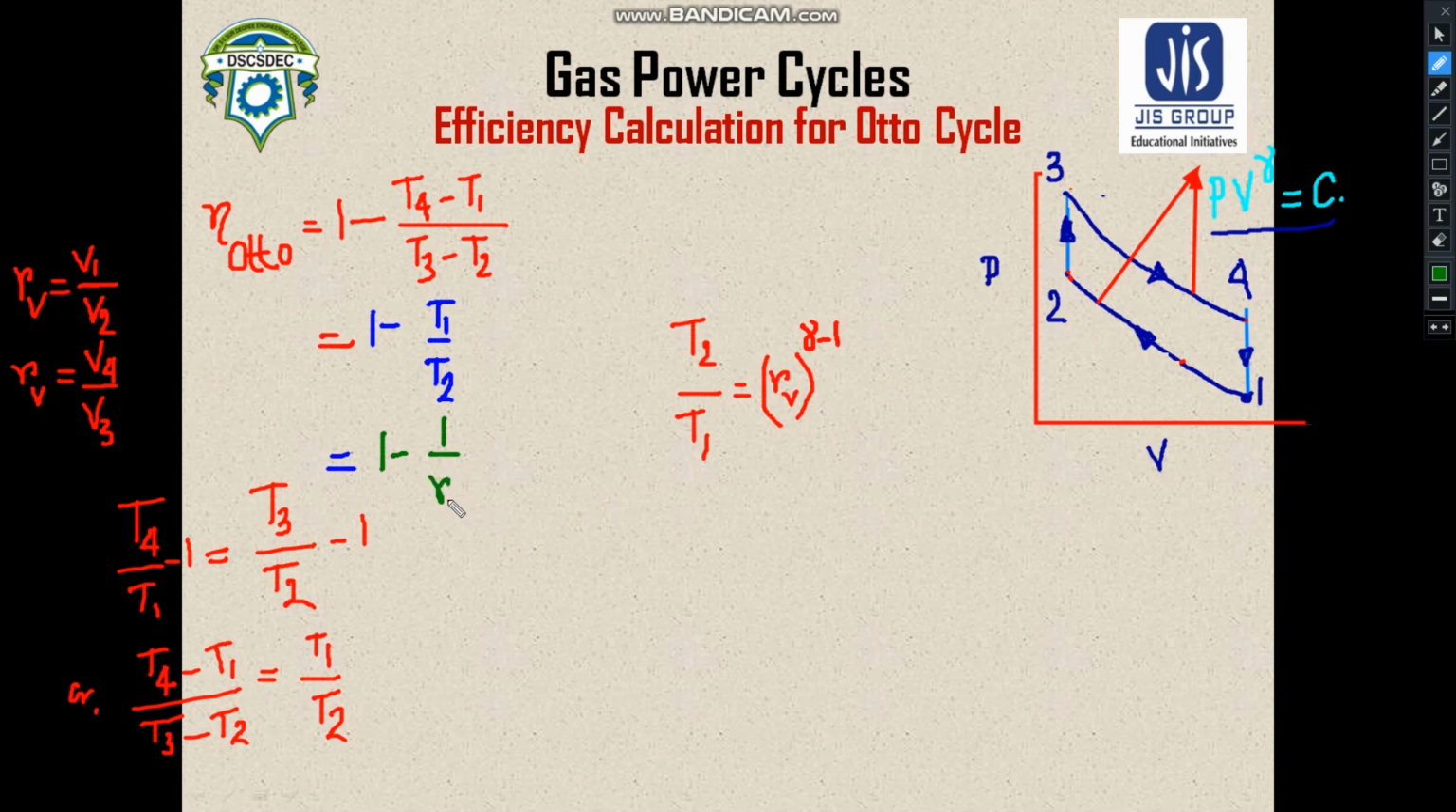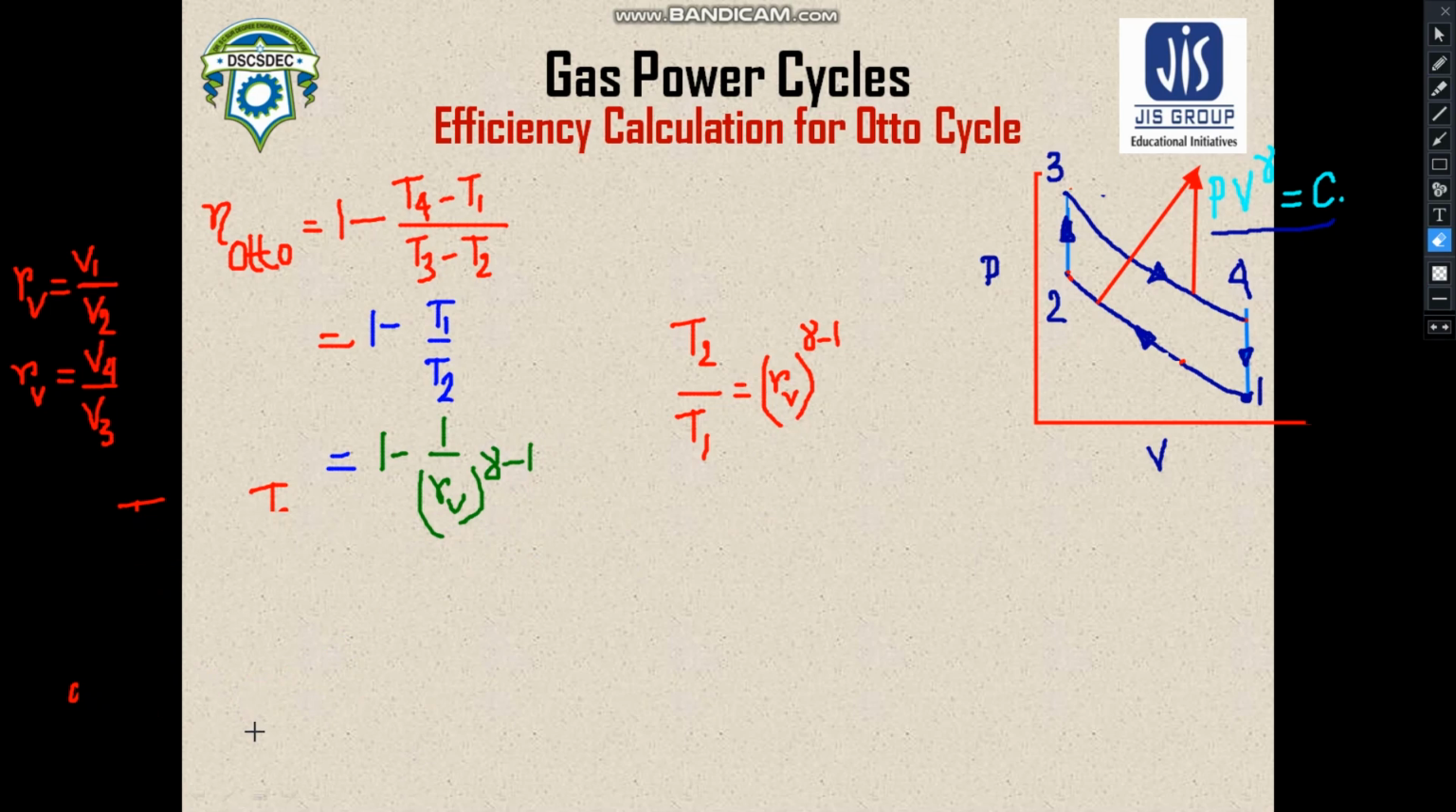Then it will be simply gamma minus 1. So 1 minus 1 by compression ratio to the power gamma minus 1. So now it is easily understood that if the compression ratio goes on increasing, then the efficiency of the Otto cycle would also go on increasing. This is as simple as it is.